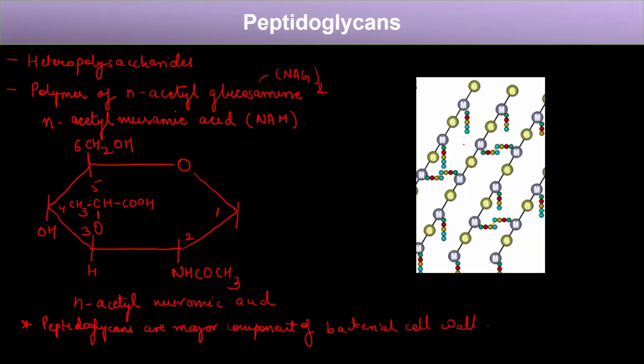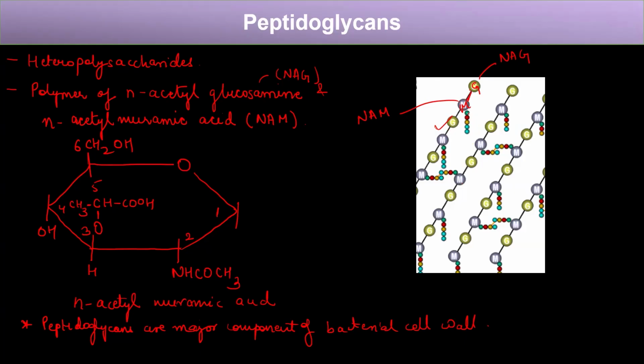And how are they present in the bacterial cell wall? This is the structure. So here, this is G, this is M. So G is representing what? It is representing NAG, or N-acetyl glucosamine. The M is representing NAM, that is N-acetyl muramic acid. Okay. And now this NAG and NAM, they are connected via this.